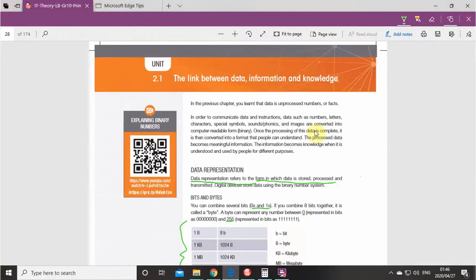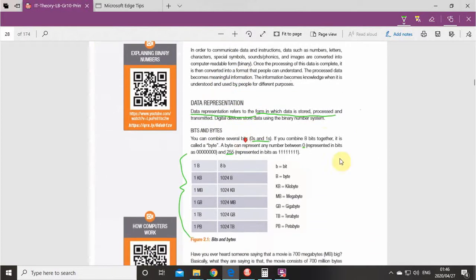Okay, in this lesson we'll be doing unit 2.1 of the IT Theory Grade 10. Unit 2.1 speaks about data representation. Data representation refers to the form in which data is stored, processed and transmitted.